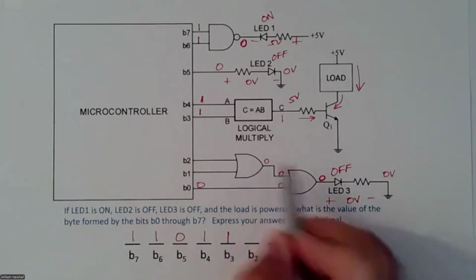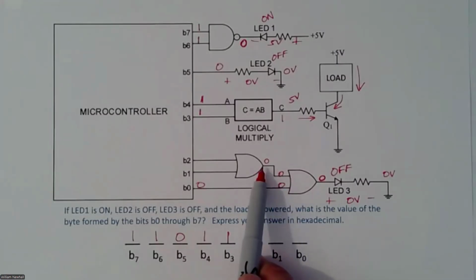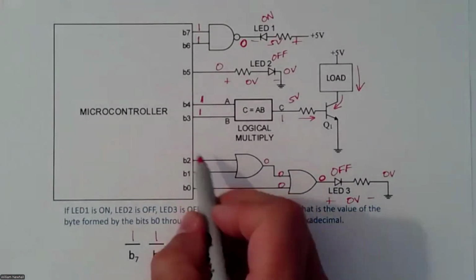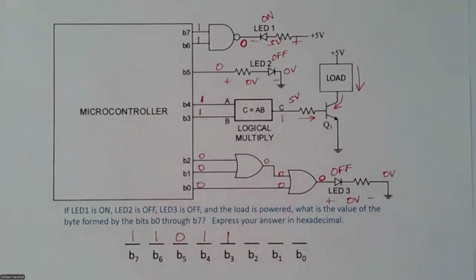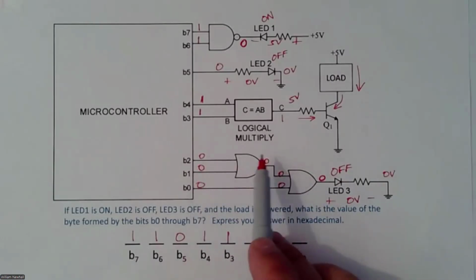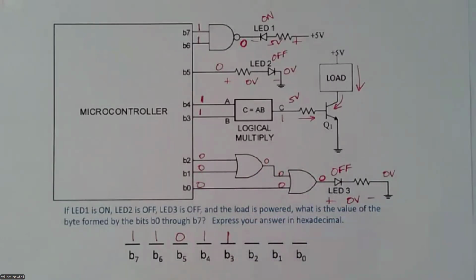And the output of this other OR gate has to be a 0. And the only way to get that is to have those inputs to that OR gate equal to 0. All right, so this is like a 3-input OR gate, actually, made of two input OR gates. Okay, so we have zeros here.